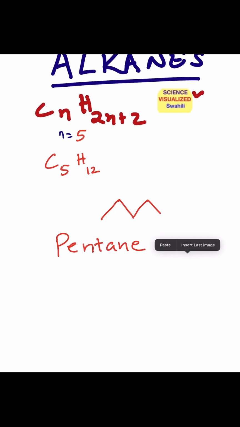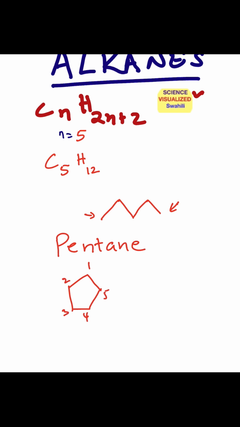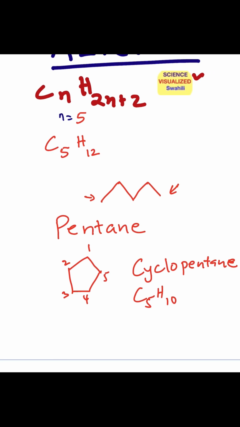If it's a cyclic alkane, then you lose 1 hydrogen on both ends, and then you connect those 2 ends together, and now you end up with a structure like that: 1, 2, 3, 4, and 5, and the name for that is cyclopentane, so you add cyclo. And because we lost 2 hydrogens, the formula will be C5H10. So the general formula for cyclic alkanes is CnH2n.